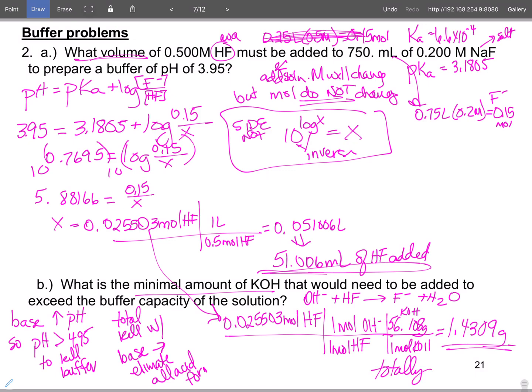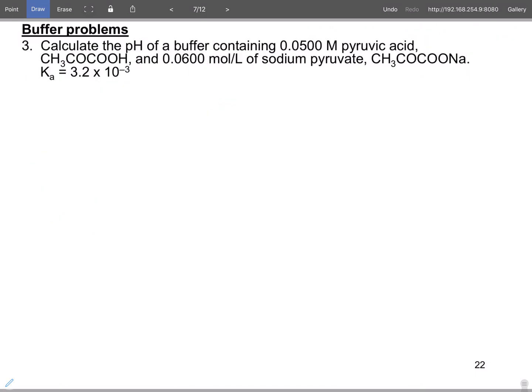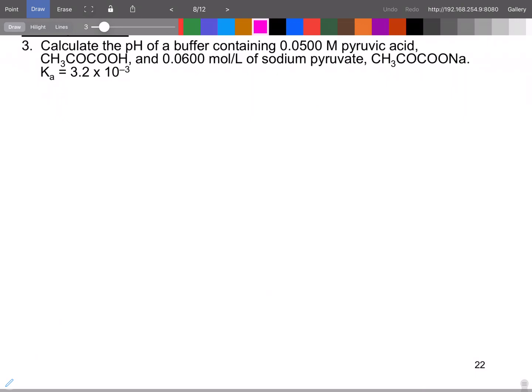Now, if you wanted to do just enough, then you could go back and change the pH to 4.95 and then solve for the value. But it's simpler to just totally kill it. So here's working buffer problems. Now here's another one. This one is calculate the pH of a buffer containing pyruvic acid and sodium pyruvate.